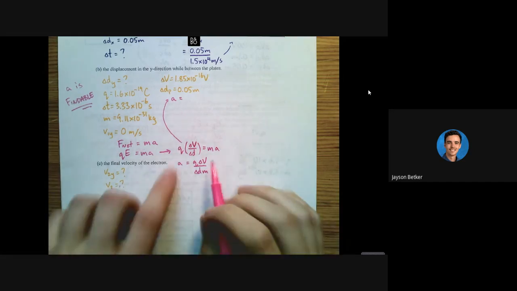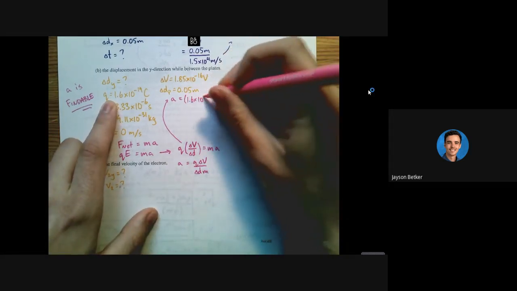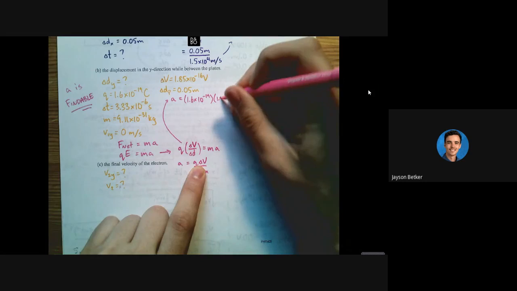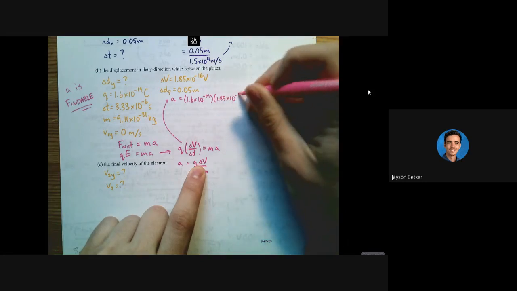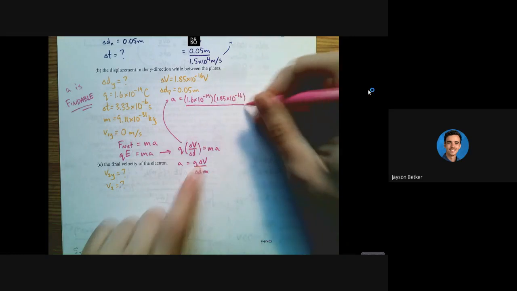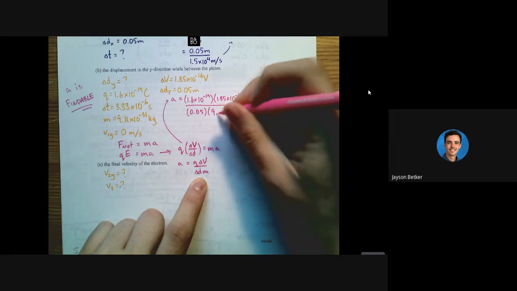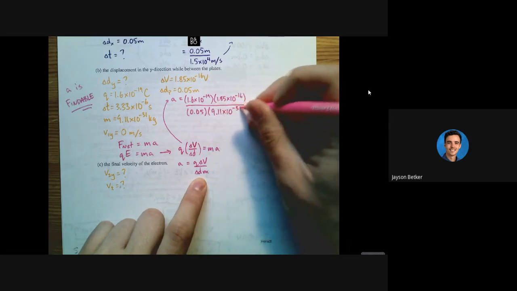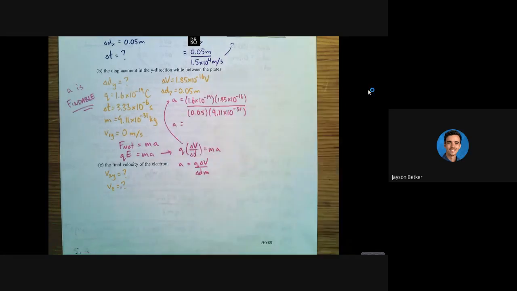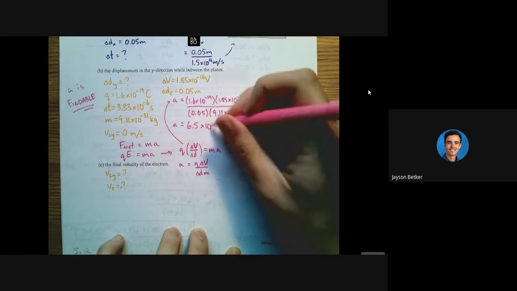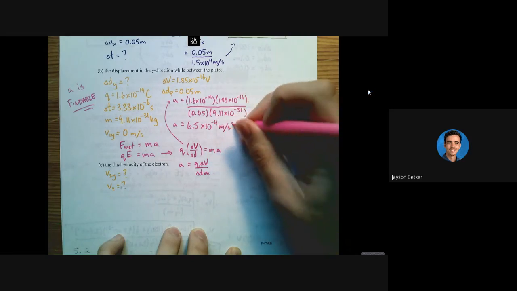Anyways, A is equal to the charge, which is 1.6 times 10 to the negative 19, multiplied by the potential difference, which is 1.85 times 10 to the negative 16, divided by delta D, which is 0.05, multiplied by mass, which is 9.11 times 10 to the negative 31. And there, just like that, not easy, but just like that, we have found acceleration. It is 6.5 times 10 to the negative 4 meters per second squared.